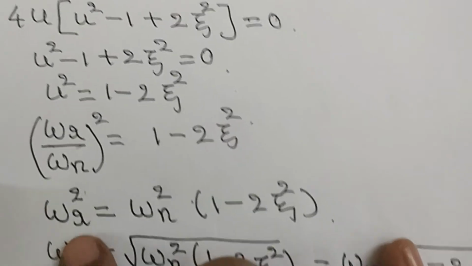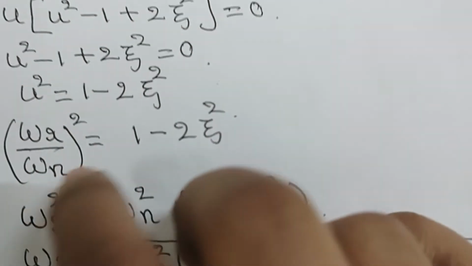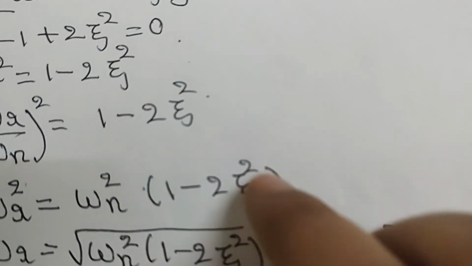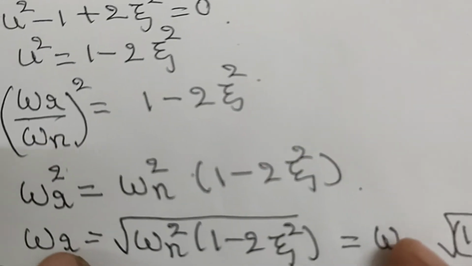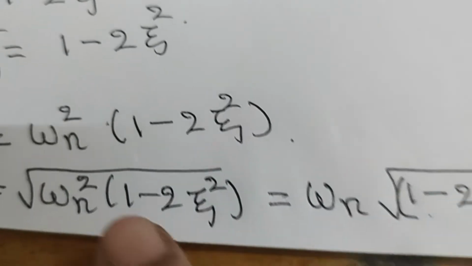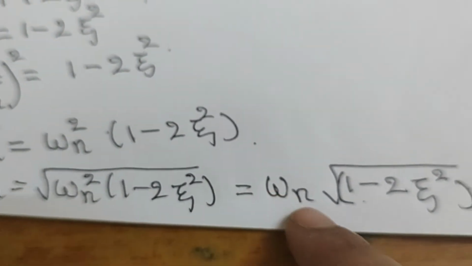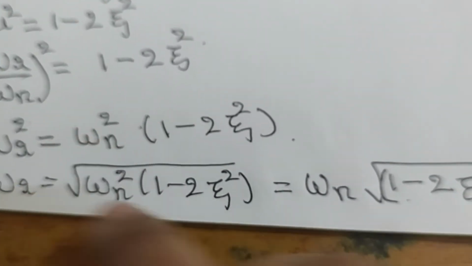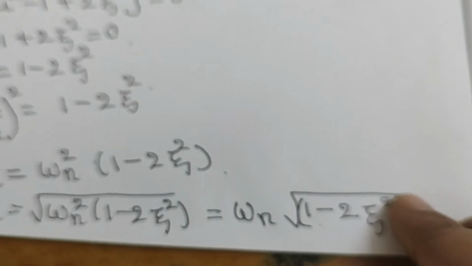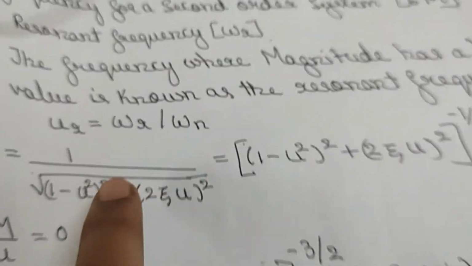So we know that omega r square equals omega n square, we can cross multiply. Omega r square equals omega n square, open bracket, 1 minus 2 zeta square, close bracket. Omega r equals what we can write? Omega n square will be cancelled. Omega r equals omega n square root of 1 minus 2 zeta square you will get. This is the value of the resonant frequency.